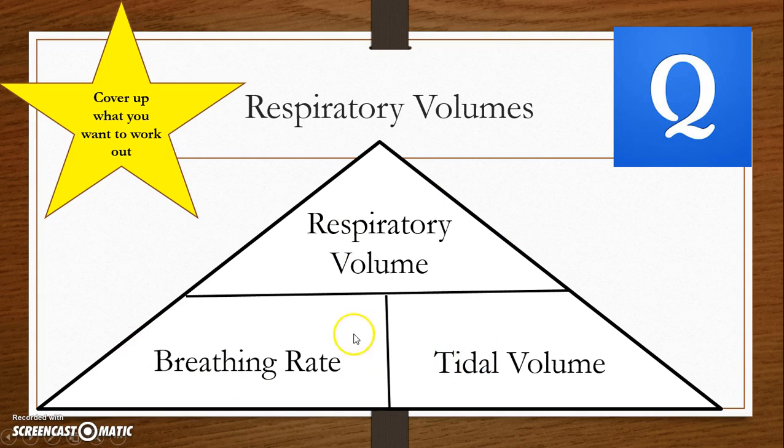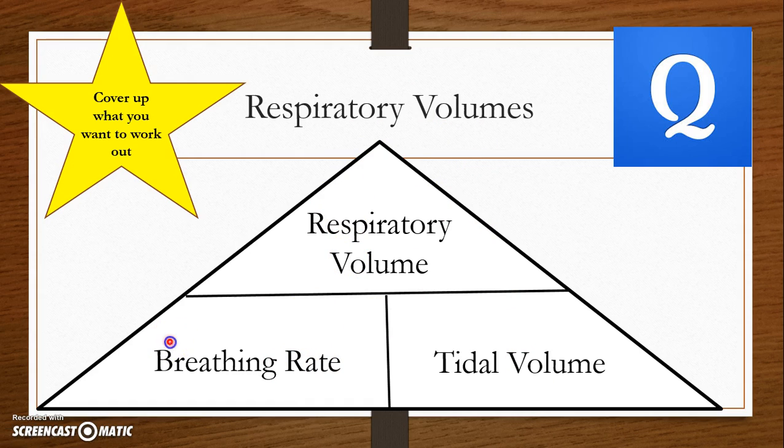Breathing rate is the amount of breaths you take per minute. Tidal volume is the amount of air that's moved in and out of the lungs in one breath. Respiratory volume is the amount of air that is moved in and out of the lungs within 1 minute. So if I wanted to work out respiratory volume, I would cover this up, which leaves me breathing rate and tidal volume. Now, because they're next to each other and this line is in between them, what we have to do is multiply them. So we would multiply the breathing rate by tidal volume to give us respiratory volume.